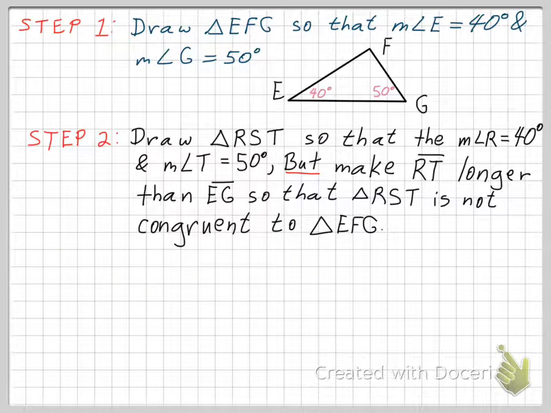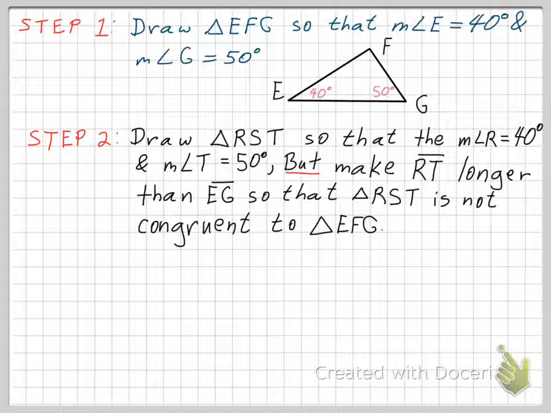And then step two would be to draw a triangle RST so that the measure of angle R equals 40 degrees and the measure of angle T equals 50 degrees, but make RT longer than EG, okay? Draw it so that it's a longer line segment. So make line segment RT longer than line segment EG, so that triangle RST is not congruent to triangle EFG.